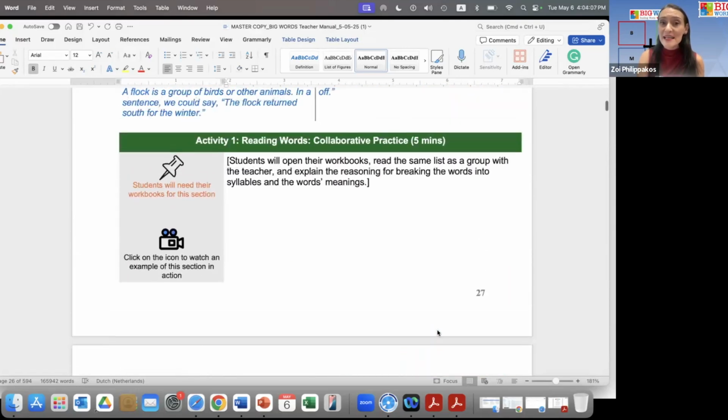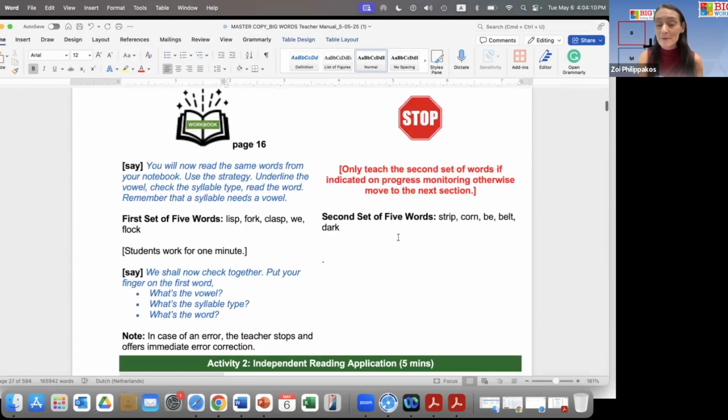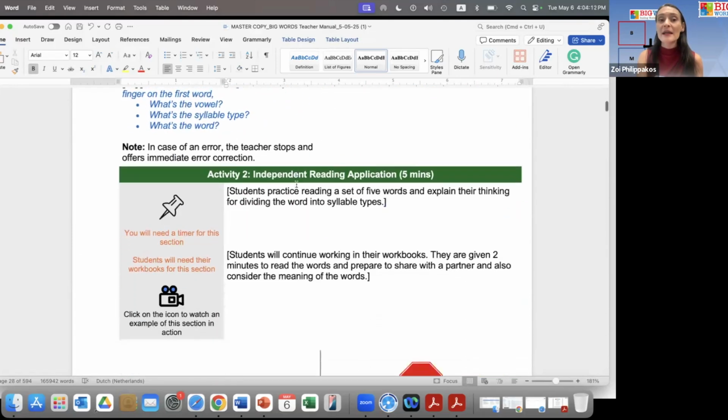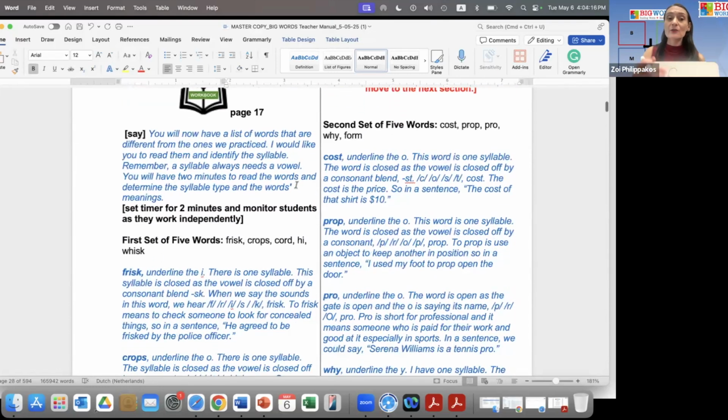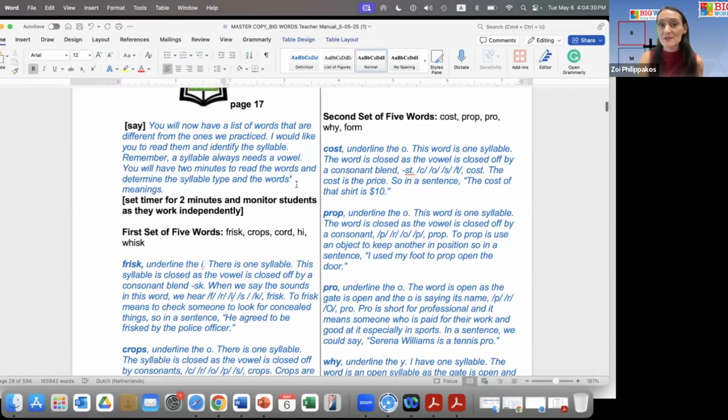Now, after this task that you are doing, the collaborative work where you're working together, and then the students work on their own. You're giving the students the work, and you say, I now will have a list of words that are different from the ones we practiced. I would like for you to read them and identify the syllable. Remember, a syllable always needs a vowel. You will have 2 minutes to read the words, determine the syllable types and the words' meanings.